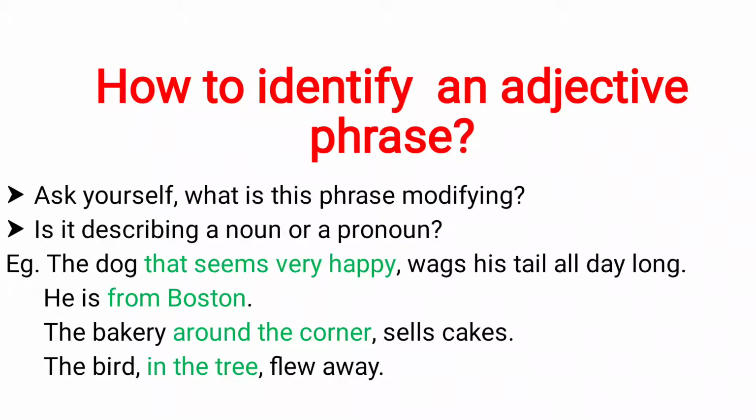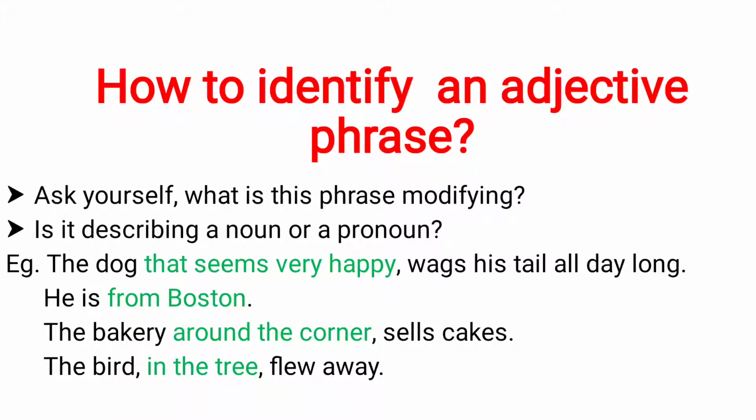Similarly, he is from Boston. Now, from Boston. So, what is this phrase modifying? This particular phrase is modifying this pronoun he, and that is why this group of words will be known as an adjective phrase. Similarly, the bakery around the corner sells cakes. Now here we are describing this bakery with these words, around the corner. And that is why this group of words will be known as an adjective phrase, because these three words are used to describe this noun bakery.